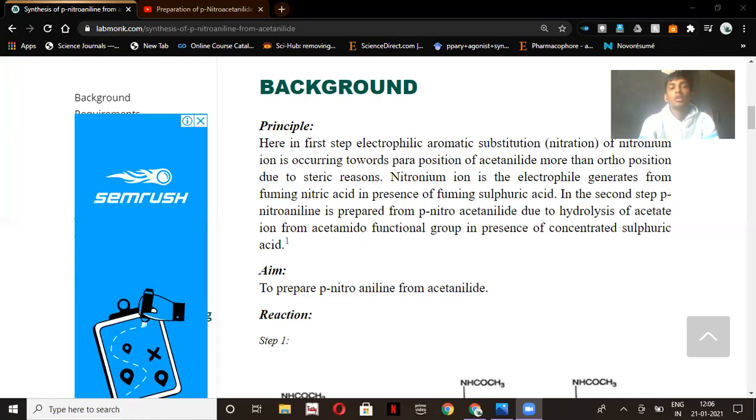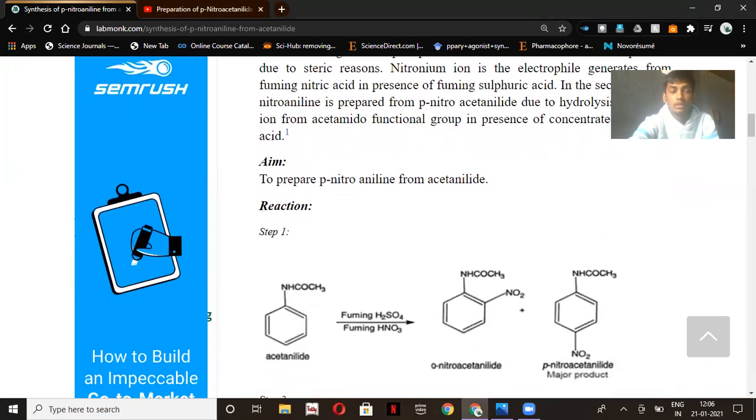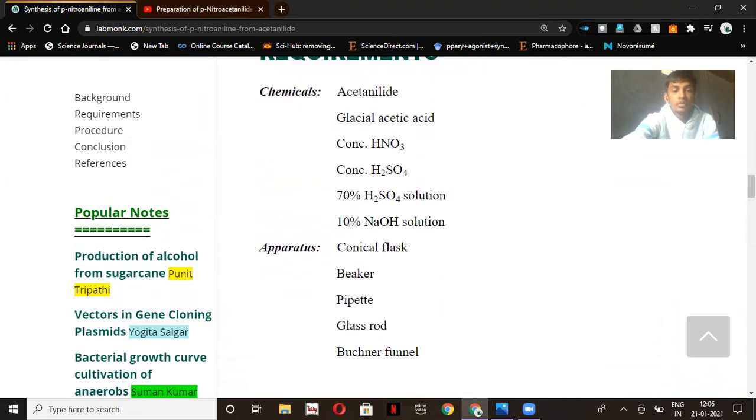So first let me share my screen. Here, our aim is to prepare para-nitroacetanilide from acetanilide. Now first of all, whenever we are going to perform any practical, we should collect all the requirements given to us. So here the list of requirements are chemicals: acetanilide, glacial acetic acid, concentrated HNO3, concentrated H2SO4, 70% sulfuric acid solution, and 10% sodium hydroxide solution.